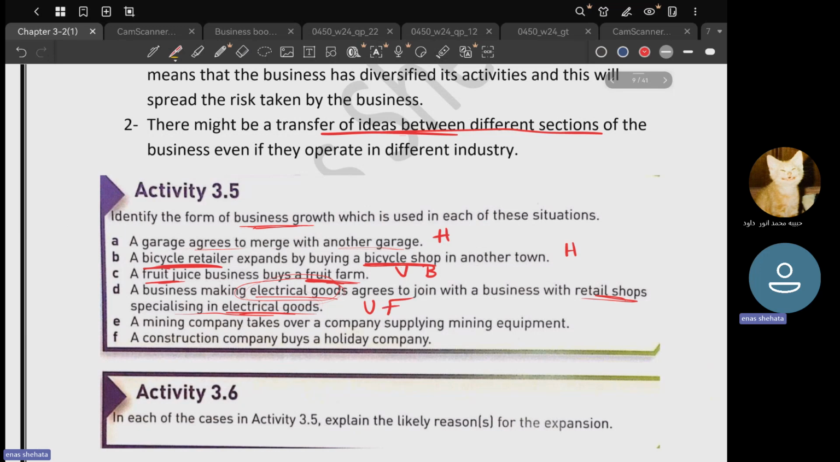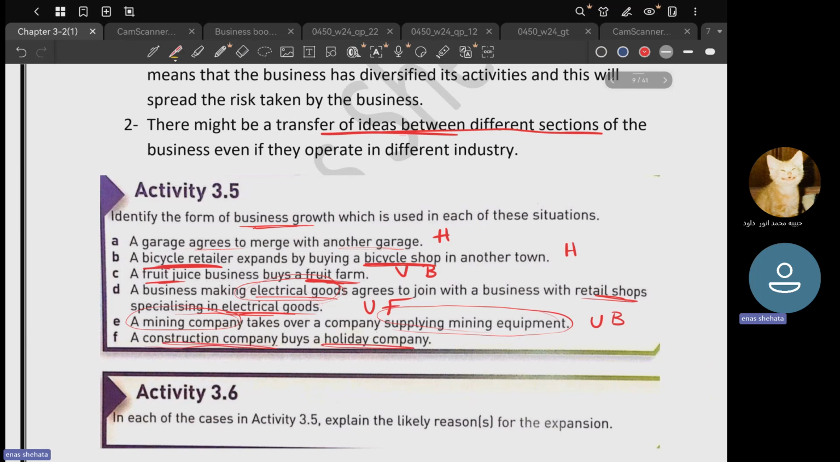A mining company takes over a company that supplies mining equipment. I'm a mining company, so I'm secondary. I'm making the process of mining. I'm taking the one who supplies me with mining equipment. So I'm taking the one who gives me the supplies that I need. So it's vertically backward. Construction company buys holiday company.